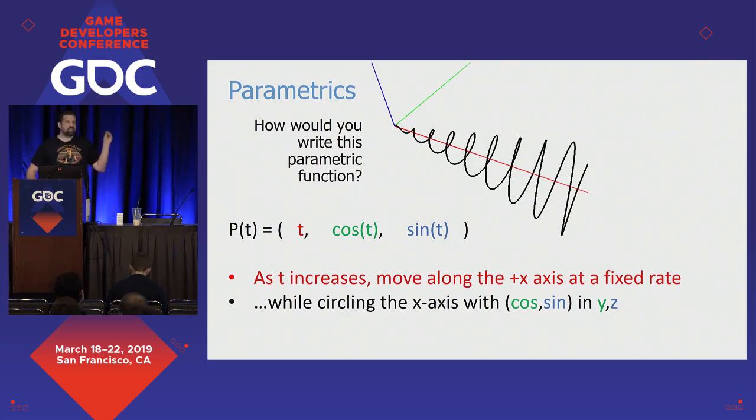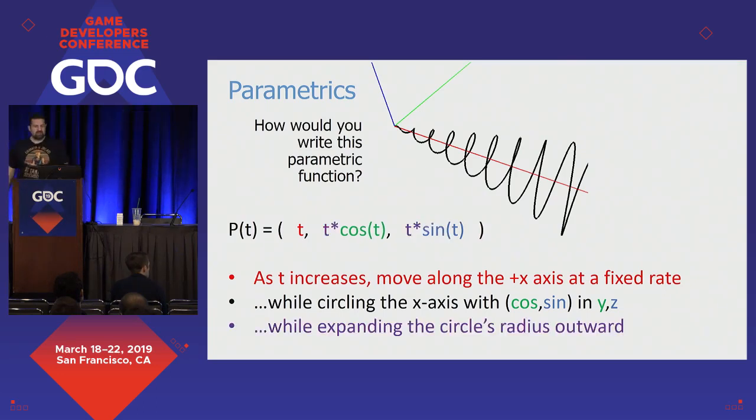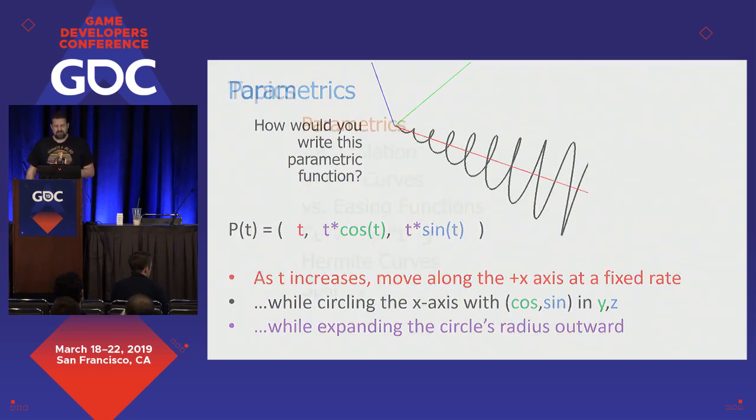So I'll put that in the y and z, because that's where we're spinning like a circle. And then lastly, I want the radius of the circle to get bigger and bigger and bigger as it goes. So I'm going to put a t times whatever that is. So as t increases, so does the circle. So that produces a helix cone shooting out from the x-axis.